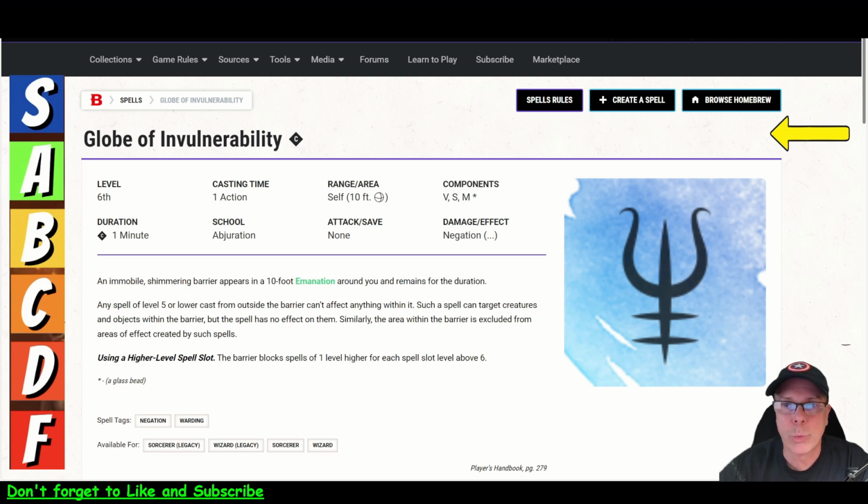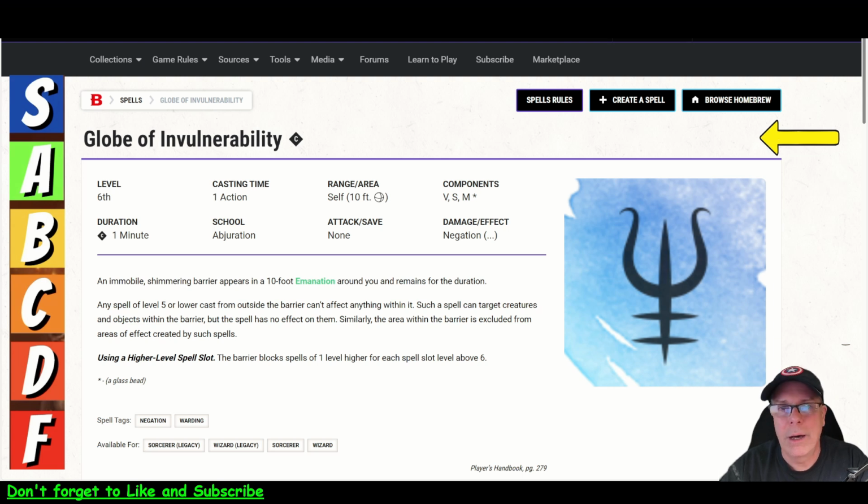Now, what grade do we give this spell? Does this really kind of affect the spell? I'm still giving it an A. We gave it an A before. We're still giving it an A. The only difference is that it's going to force spellcasters that want to affect creatures or objects inside of a Globe of Invulnerability to cast spells at a higher level if they can.